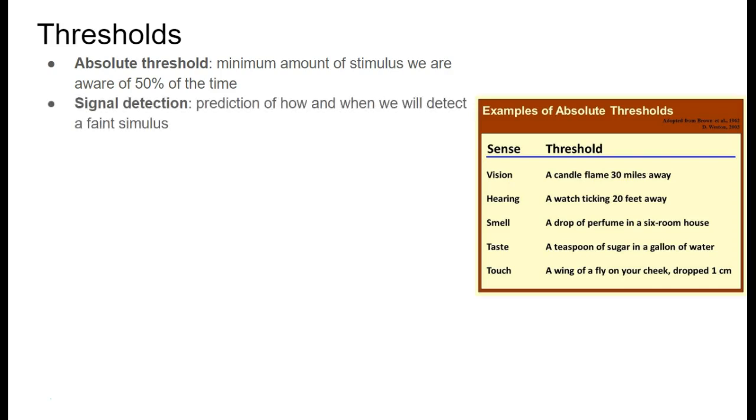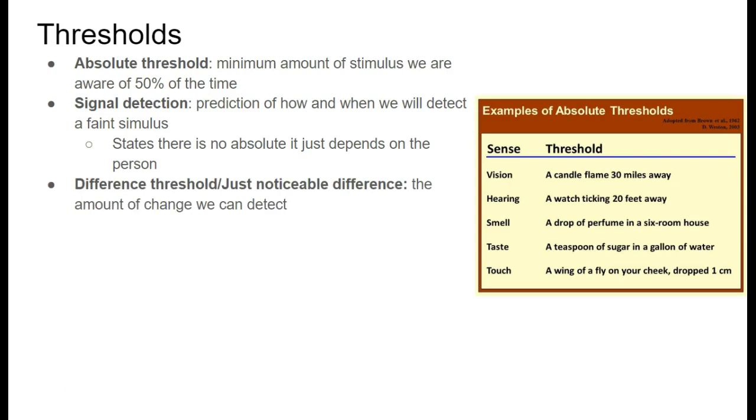Signal detection tells us how and when we will detect a faint stimulus. There might be times where you're paying attention, so your signal detection may be more accurate than others, like if it's really quiet, or if you're aware of something that might happen. Signal detection is saying that there really is no absolute threshold. It really just depends on the person and the situation. Absolute threshold says that 50% of the time you're going to notice this stuff. Signal detection says that's not accurate. It really just depends on the situation and the person, on whether you will detect that stimulus.